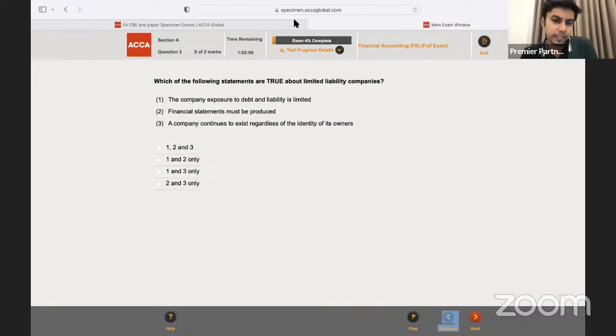They're asking the advantages or qualities of a limited liability company. A limited liability company means, guys, a company where the shareholders' liability is limited up to their investment, meaning they don't have to bring personal assets in order to settle any kind of debt. So that's what we call a limited liability company.